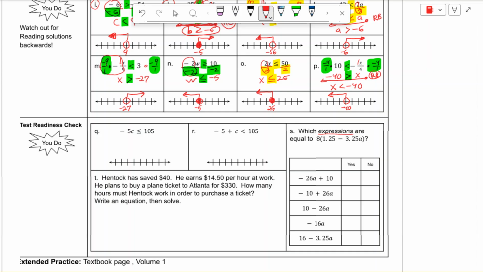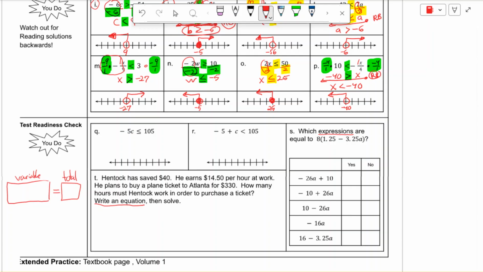It says, Hintok has saved $40. He earns $14.50 per hour at work. He plans to buy a plane ticket to Atlanta for $330. How many hours must Hintok work in order to purchase a ticket? Write an equation. Remember what an equation looks like? It looks something like an equal sign. You probably have a number over here that is a total that you are desiring, and then you have something on this side that probably has a variable. Okay? Probably has a variable.